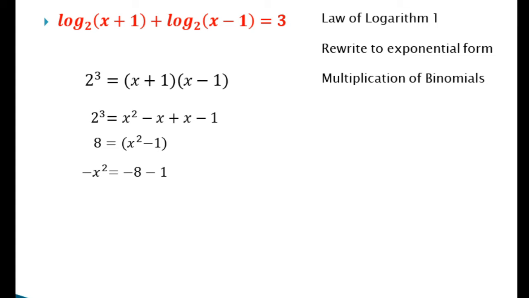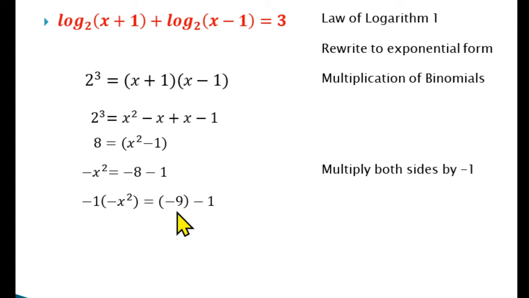Combining like terms, we get negative x squared equals negative 8 minus 1. And to get the positive value of x, we multiply both sides by negative 1. So negative 1 times negative x squared equals negative 9. Negative 9 comes from negative 8 minus 1. Negative 9 times negative 1. So negative x squared times negative 1, we have x squared. Negative 9 times negative 1 is equal to 9.